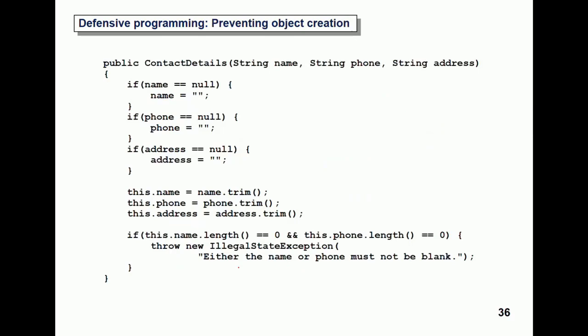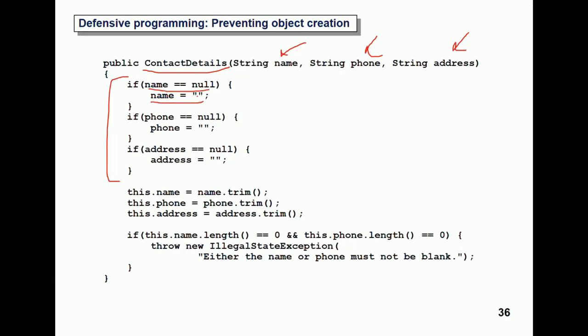Here's an example of something else that you can do if you want. I've got a contact details method again, but in this case we're passing a number of strings: a name, a phone, an address. In this case I've decided that it's okay if one of these values is null. I can still get something useful from the class. So I've put some guards at the start saying if the name is null, then set it to a zero string.